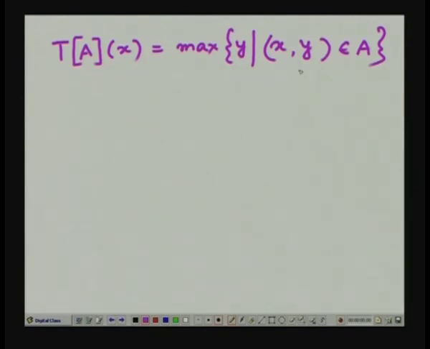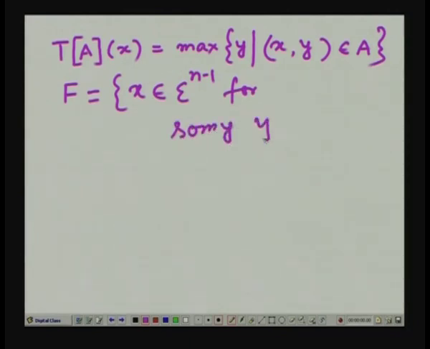And for these cases, we also define the region of support, which we denote as F. This region of support is defined like this: it is the set of x belonging to n minus 1 dimensional Euclidean space, for some y belonging to 1 dimensional Euclidean space, such that (x, y) belongs to set A.